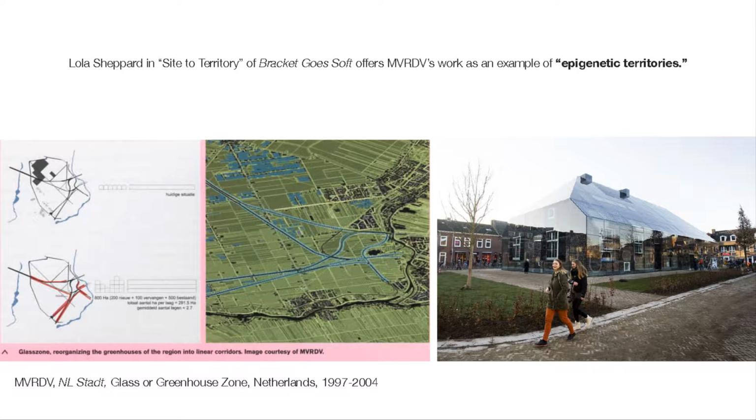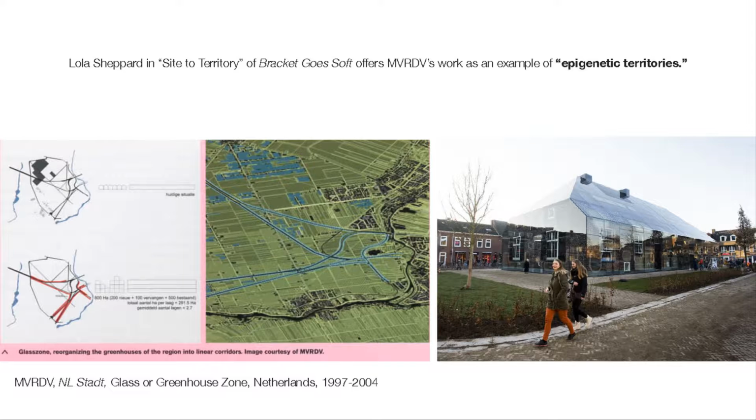Lola Shepard, in her essay Site to Territory, offers 3 examples of soft territories, and one is the epigenetic territory. She discusses the NL Stott project by MVRDV in the Netherlands as an example of an epigenetic territory or design for an epigenetic territory. So the project is called the glass or the greenhouse zone.